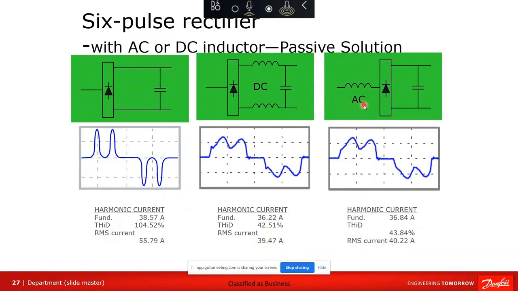AC line reactors are typically classified in a percentage, a 3% line reactor or a 5% line reactor. What that means is they're going to eat up 3% or 5% of the voltage supplied to the drive. So you're reducing your input voltage to the drive to a certain degree. So there are benefits here and there for that.